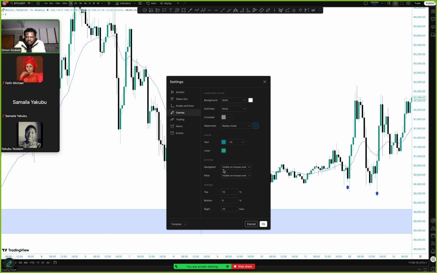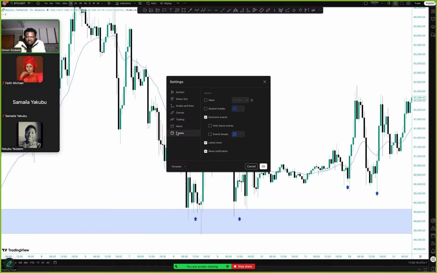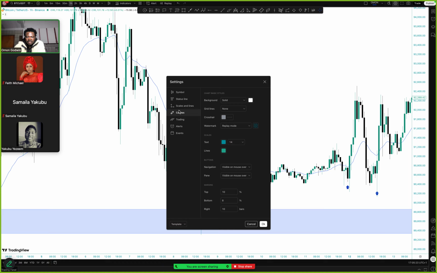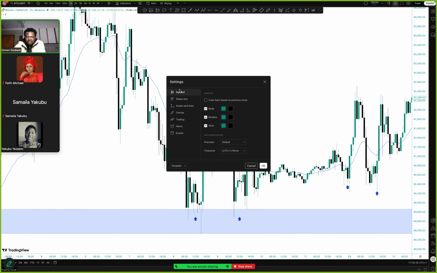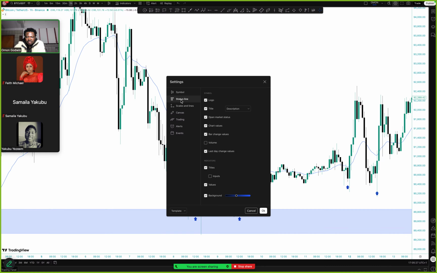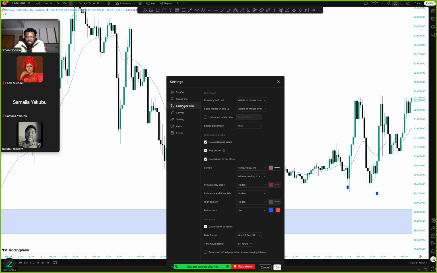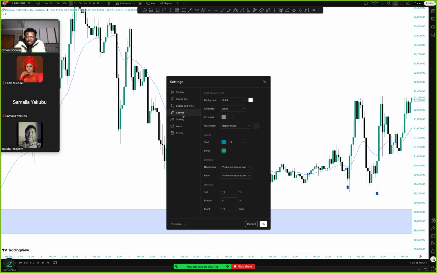I'll use this also. Let me check event session. No, not there. Alert, no, not alert. Cover, it's canvas or symbol, no symbol. Status line, no. Oh my gosh, I can't really remember, but I think it's canvas. It's canvas, not there. It's watermark.